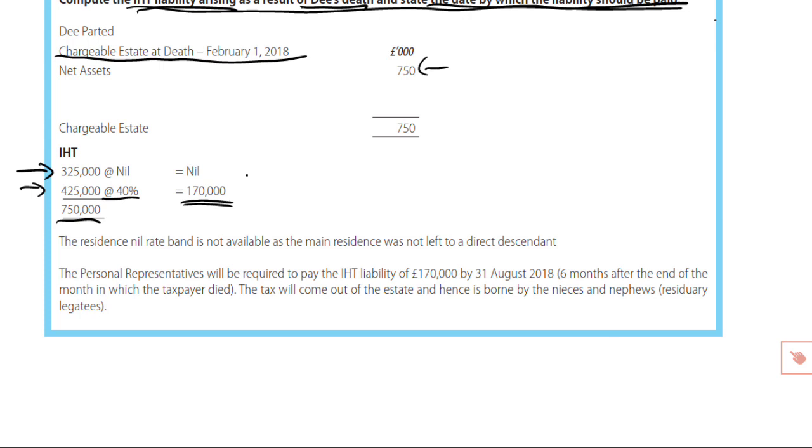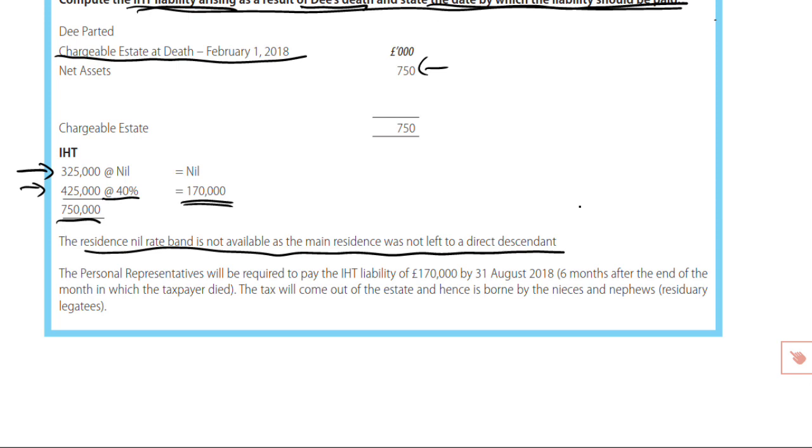£170,000. The note, you do not know anything yet about the residence nil rate band, but something to note for in a few minutes' time when we look at this. The residence nil rate band is not available as the main residence was not left to a direct descendant, children or grandchildren there. Only then would it be available. Sadly, D did not have any children of her own, therefore, nor grandchildren. It was going to the nieces and nephews.